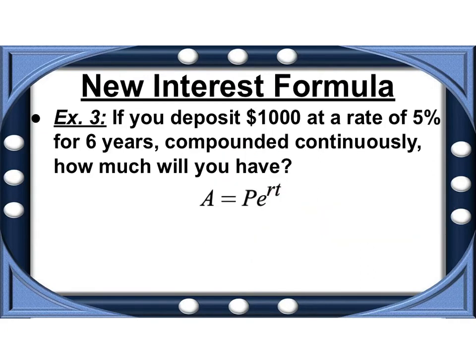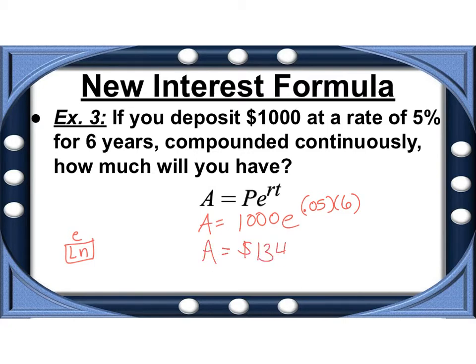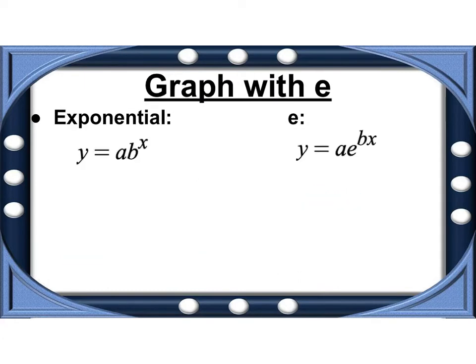If you deposit $1,000 at a rate of 5% for 6 years, compounding continuously, how much will you have? So we plug in the 1,000. E to the 0.05, we change our rate, and we're in for 6 years. So we have every number on the right-hand side. The E button is right above the LN button. So you want to hit second and then E, and you can calculate that, and you're going to get about $1,349.86 when you do that.